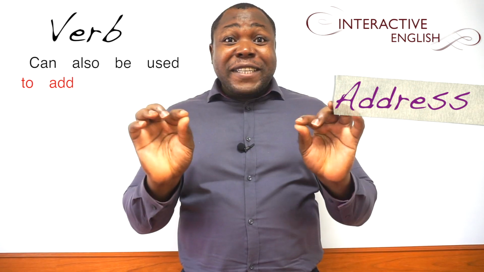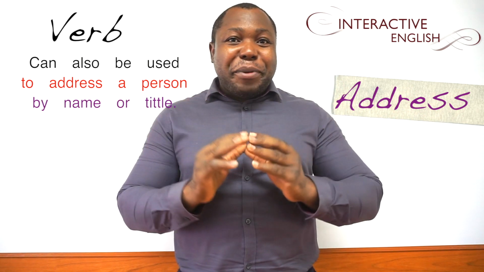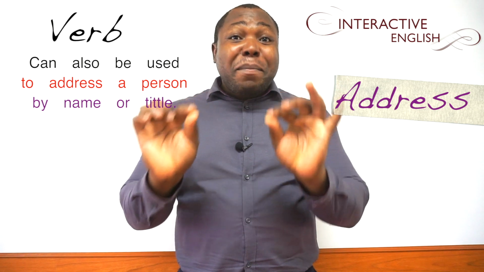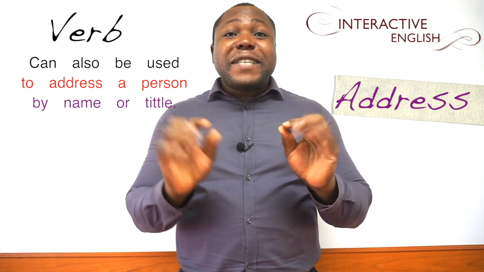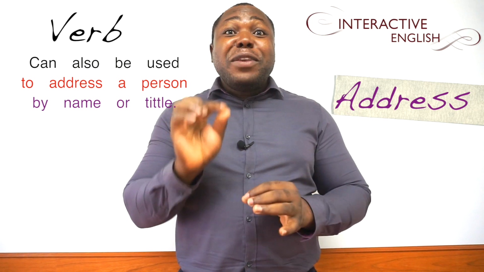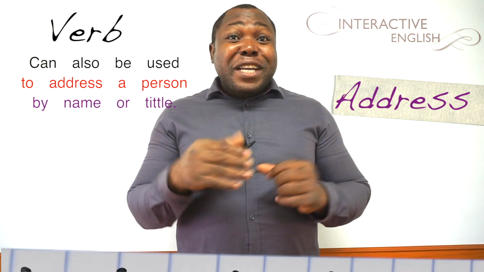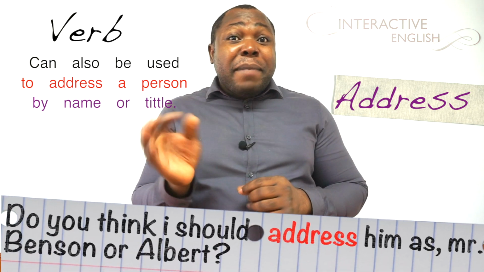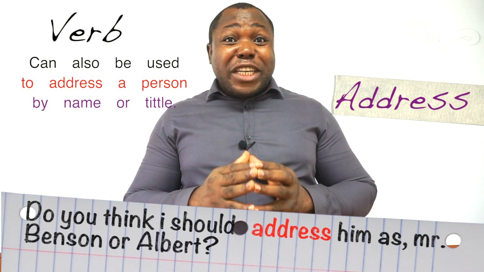And most importantly, we can use the verb address to address a person. To address somebody as something is formal in English, and means to give someone a particular name or title when you speak or write to them. And here's an example. Do you think I should address him as Mr. Benson or Albert?